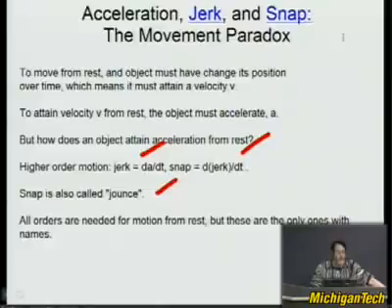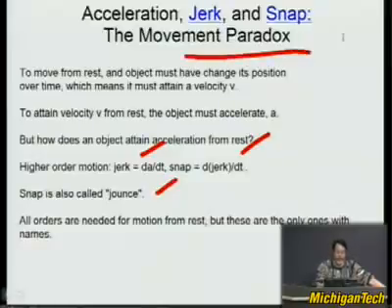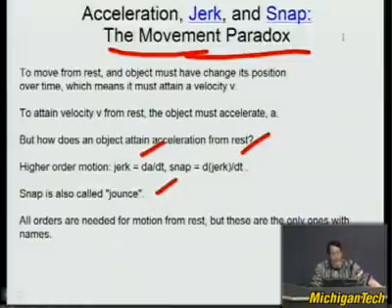In fact, if you're going to move any object that has been at rest for some period of time, then you're going to have all of these terms. You're going to have an infinite number of terms that all change. And that is what I call the movement paradox. It's hard to think that movement exists because something at rest, to move, must have its infinite order derivative with respect to time change.